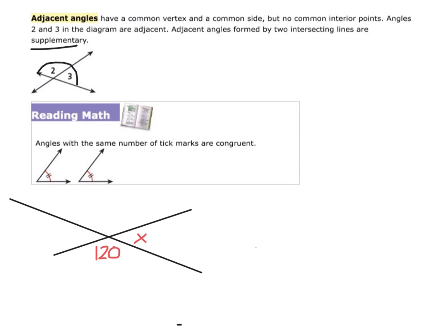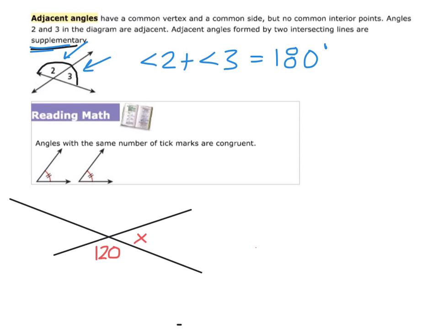Lastly, we have adjacent angles. Adjacent angles have a common vertex and a common side, but no common interior points. Angles 2 and 3 in this diagram below are adjacent angles. They're next to each other, and they share a common side. When you put angle 2 and angle 3 together, you get half a circle because they're supplementary. So adjacent angles are supplementary. They add up to 180 degrees.